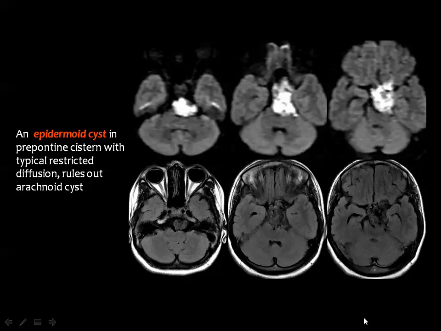Then in cases of epidermoid and arachnoid, epidermoid cyst will show diffusion restriction. Here is a lesion which is near to the sella. And this lesion in the FLAIR image is typically not of similar CSF signal, because arachnoid cyst will show CSF signal in the FLAIR image, but the epidermoid will not. And in the diffusion weighted images, the epidermoid will be bright while the arachnoid will be black.